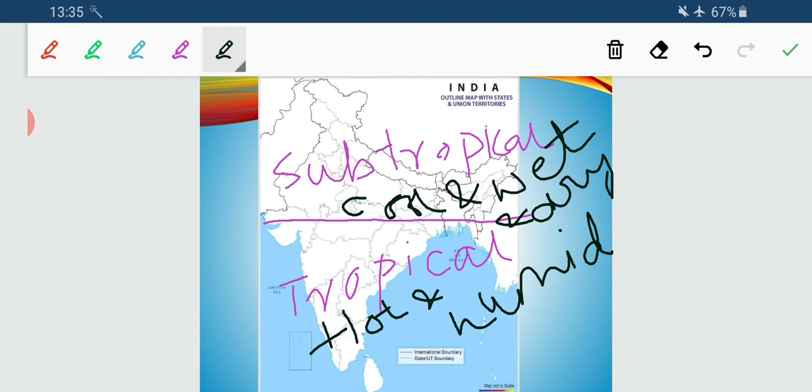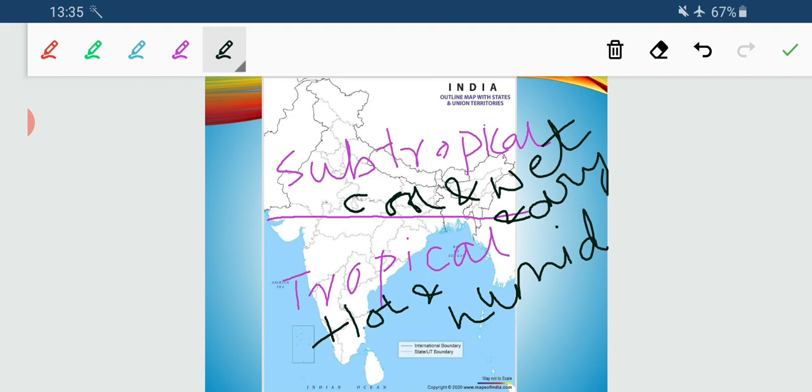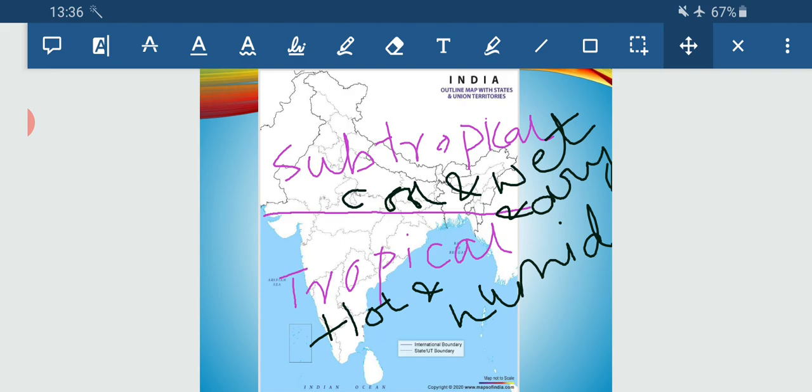So the important latitude that divides the country into two equal halves creates two climatic zones: tropical, which has the characteristics of hot and humid climatic condition, and the subtropical, which has the characteristics of cool and wet and dry climatic condition. So that is why the first important factor that affects India's climate is the latitude, and the latitude is the Tropic of Cancer. Now let us move to the next.